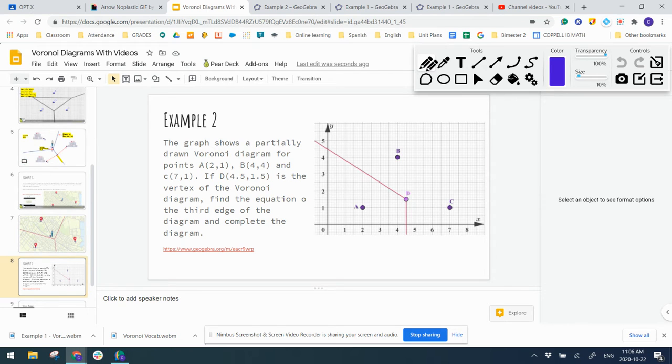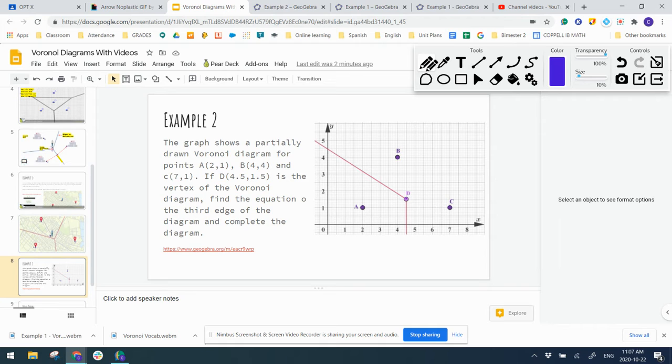So this graph shows a partially drawn Voronoi diagram for points A, B, and C. And they've marked point D here for us, which is the vertex of the Voronoi diagram. So we know that the third boundary, the equation that they want us to find, has to hit this vertex. So it wants us to find the equation of that third line.